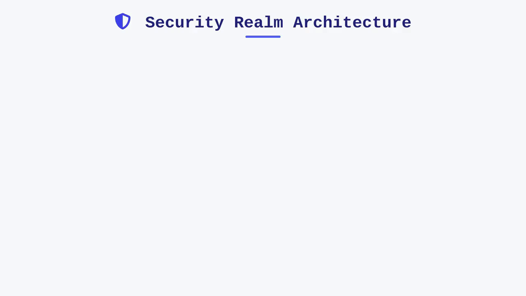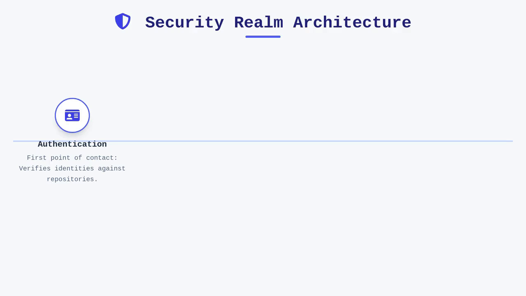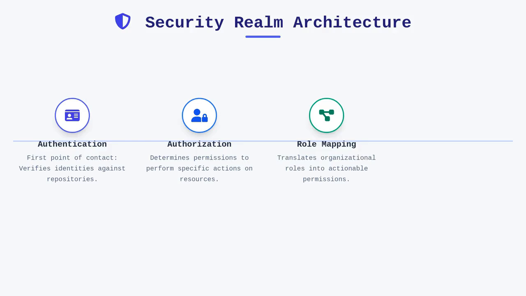Within every security realm, you will find a collection of specialized security providers that perform distinct roles to maintain the integrity of the environment. The authentication provider is the first point of contact, tasked with identifying users and verifying their credentials against a configured repository. Once the identity is established, the authorization layer determines whether the authenticated user has permission to perform specific actions on requested resources. To make these decisions more flexible, the role mapping provider translates organizational roles into actionable permissions, preventing the need to hard-code complex access rules directly into application code.